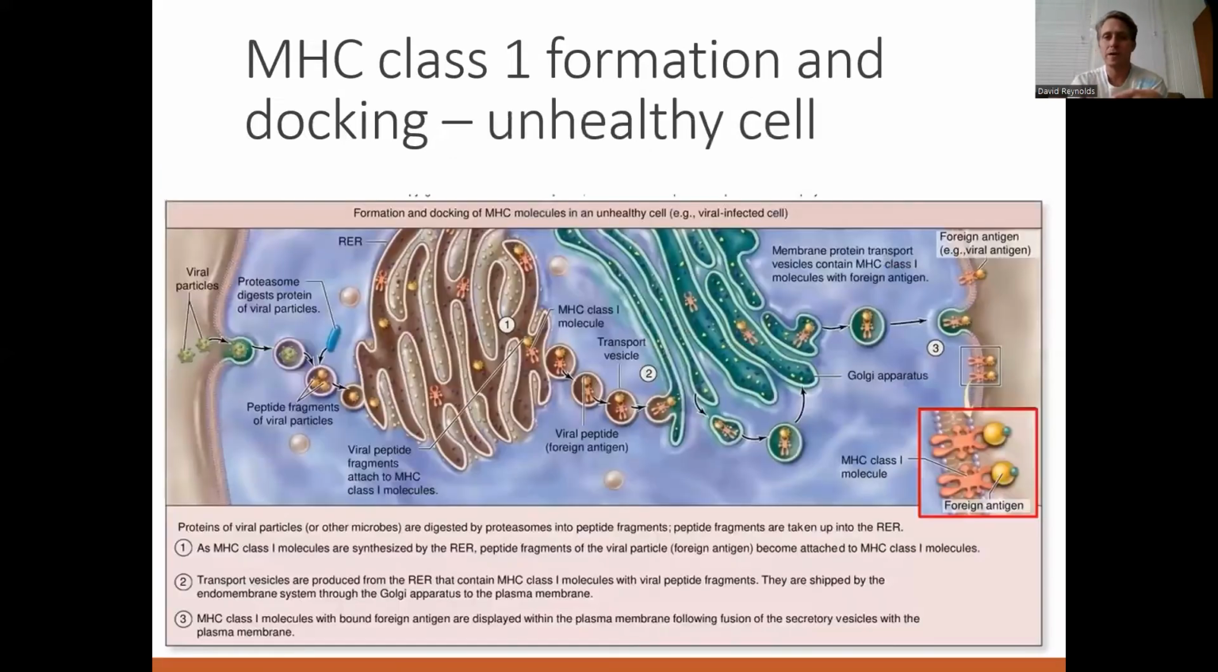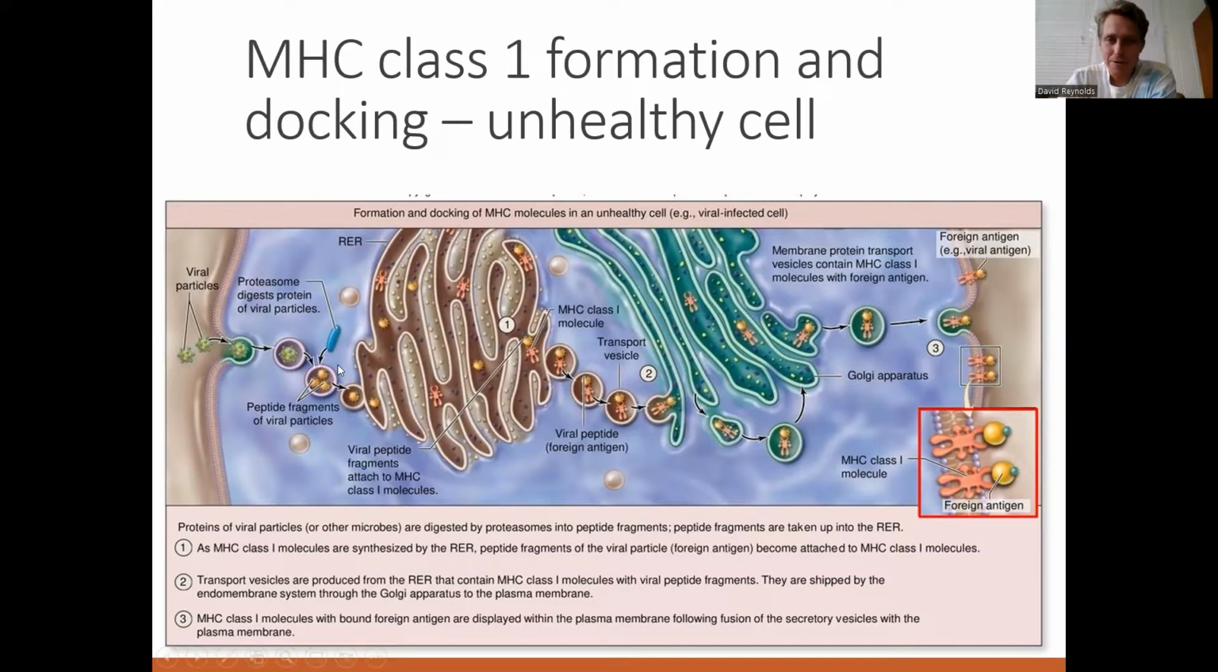Now let's see what happens in an unhealthy cell, if there's a cell that's infected. So your cells that are infected want to broadcast, hey, I'm infected, to your immune system, so your immune system comes and takes care of that cell, because the cell is most likely going to be dead anyways. The example we're going to use here is a viral infection. So what happens is a viral particle comes in, it's going to enter the cell and try to infect the cell. Again, you're still going to be making those MHC class 1 molecules in your rough endoplasmic reticulum, just like we did before.